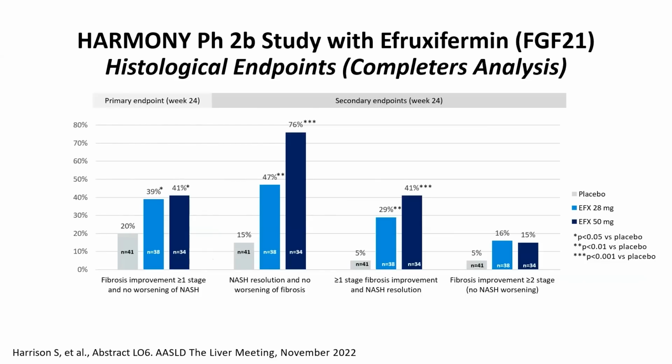So in the HARMONY phase 2b trial, efruxifermin was very effective. We show a reduction in fibrosis by one stage in 41% and a 21% delta from placebo. So this is very encouraging. More importantly, there was resolution of NASH in 76%.